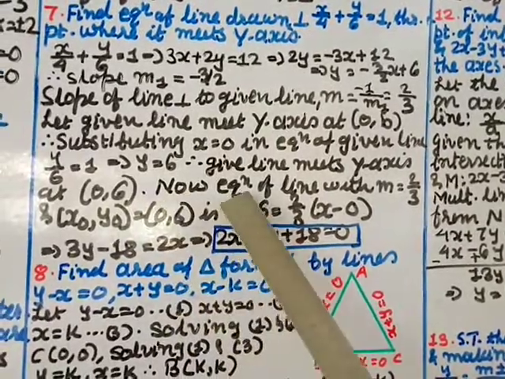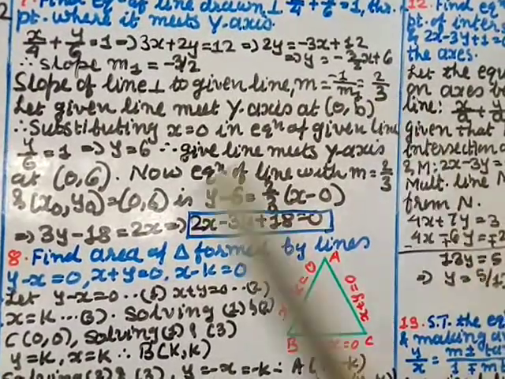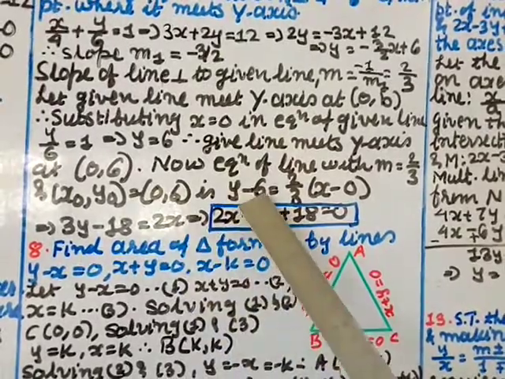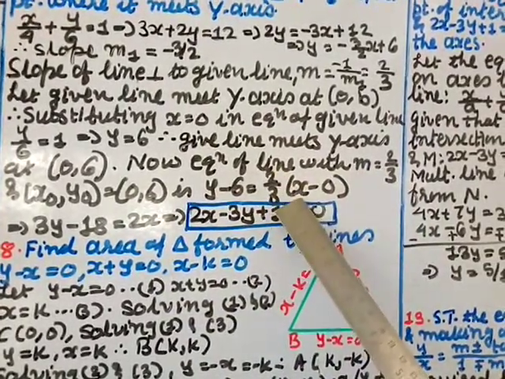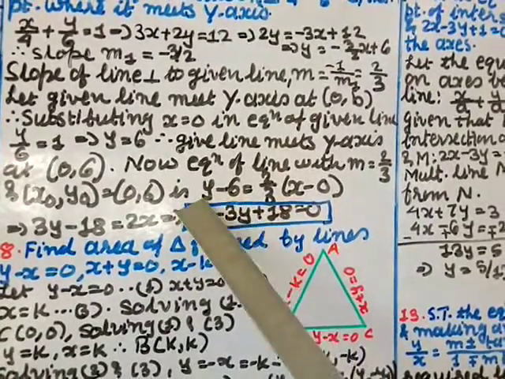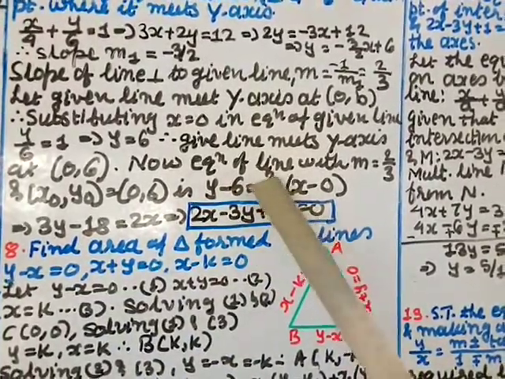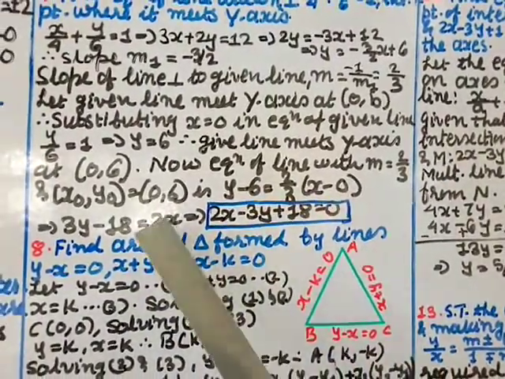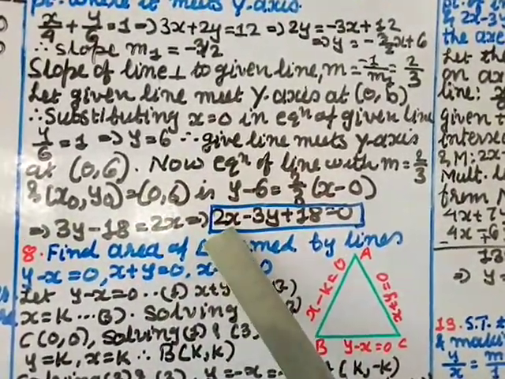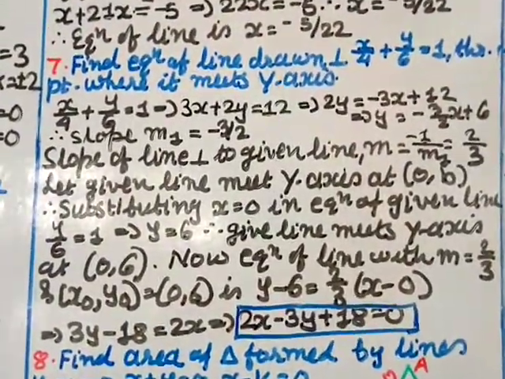Now the equation of the line with slope m equal to 2 by 3 and the point (x naught, y naught) as (0, 6) is given by y minus y naught, so y minus 6, equal to m into x minus x naught, that is 2 by 3 into x minus 0. Now transfer the 3 here and multiply both sides. So 3y minus 18 equals 2x, plus 0. Now 3y transfers and becomes minus, and minus 18 becomes plus. So you get 2x minus 3y plus 18 equal to 0. So this is the required equation of the line.